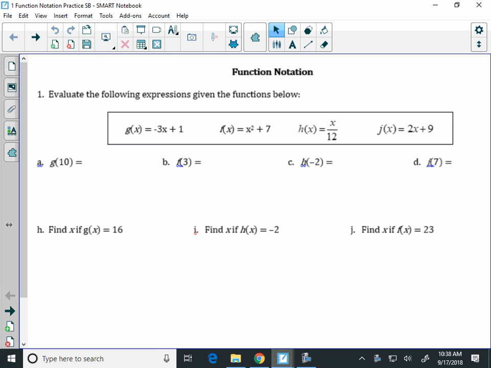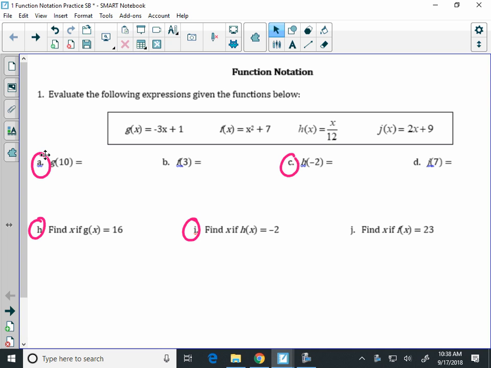Alright, this video is for the Blended Algebra 2, Unit 1, Lesson 1 practice. So this is the function notation practice. In this practice, I'm going to do numbers 1A, 1C, 1H and I, and then we'll do number 3 together.